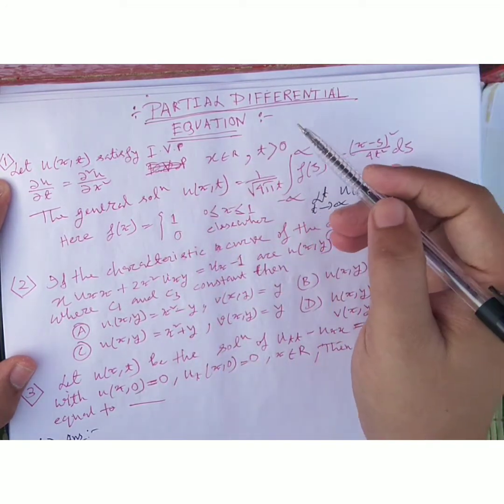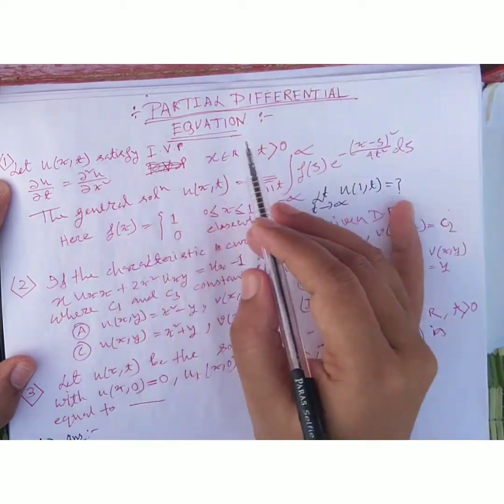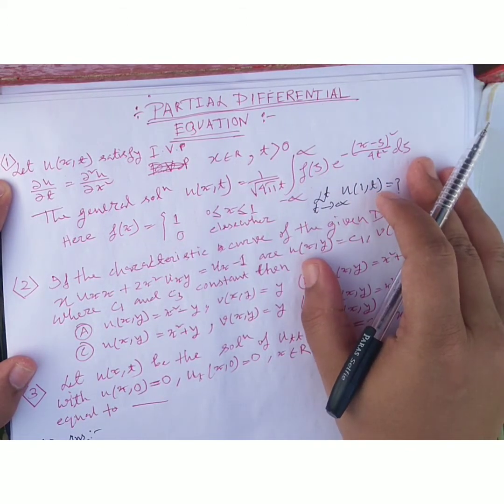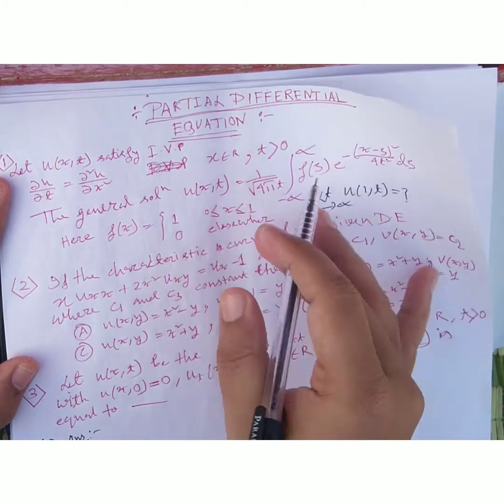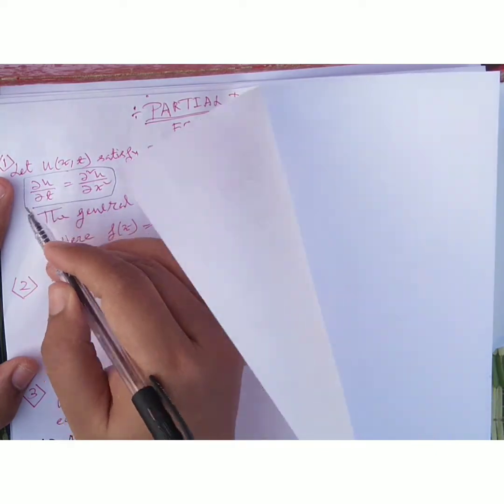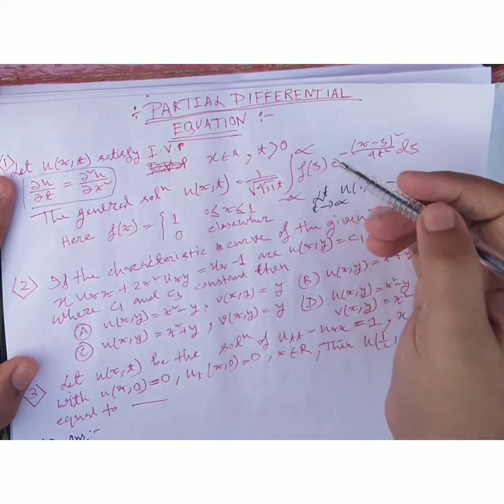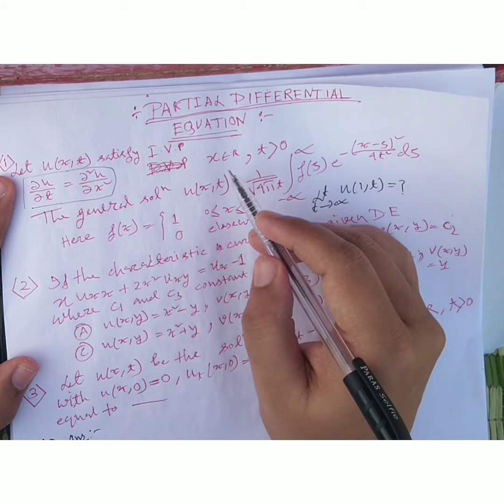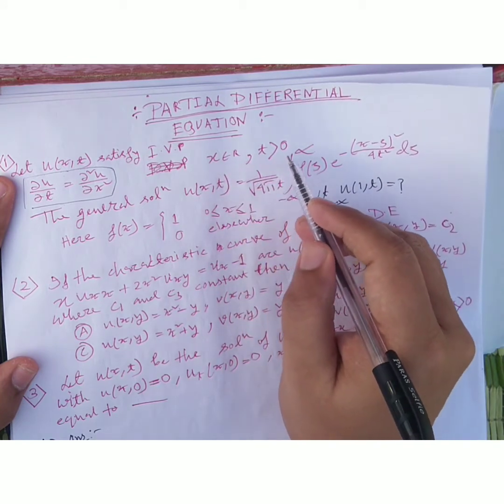So friends, my first discussion is: let u(x,t) satisfy the initial boundary conditions, and ∂u/∂t is equal to ∂²u/∂x². This equation is called the heat equation, friend. All the questions are based on the heat equation. Okay, x belongs to R, t greater than 0.